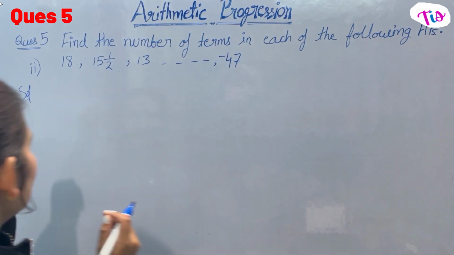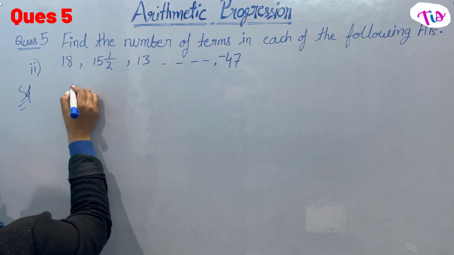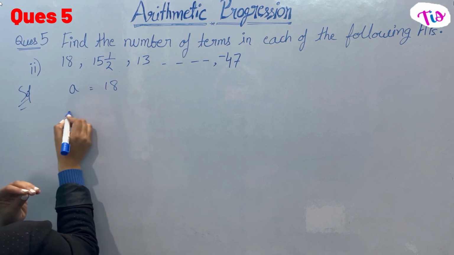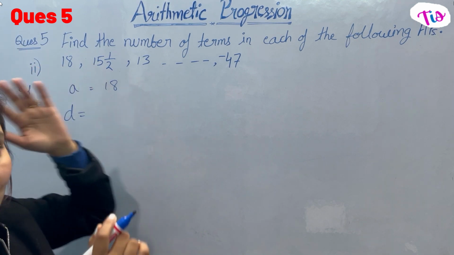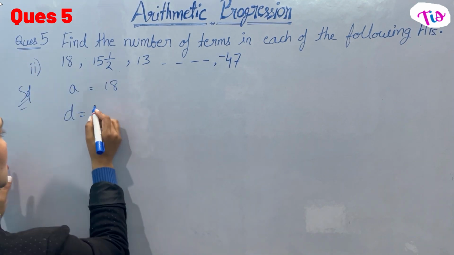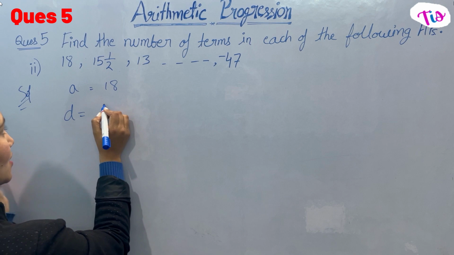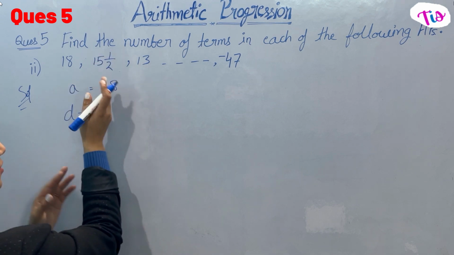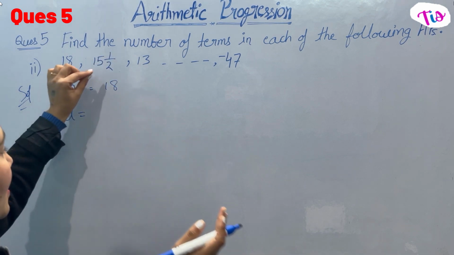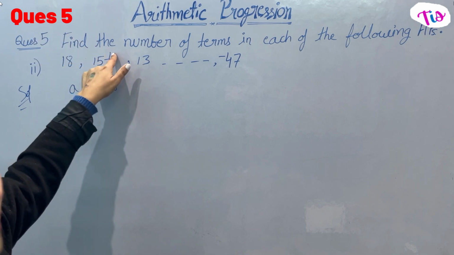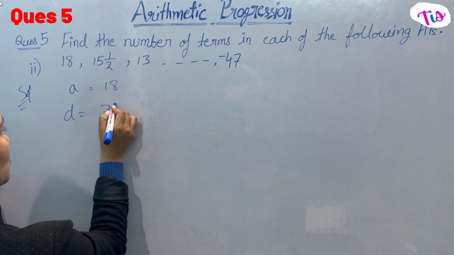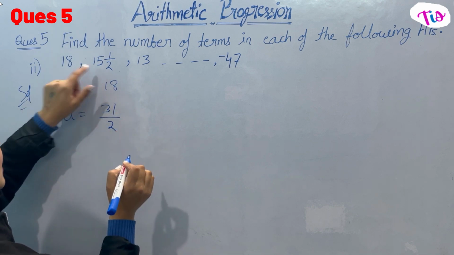Okay, so we can see the first term is 18, right? A is 18 here. Common difference D. How can we find the common difference? Second term minus first term, A2 minus A1. So we'll just solve it for D. Okay, 15 1 upon 2, it is in mixed form. Instead of 15 1 upon 2, we can write 2 times 15 is 30, 30 plus 1 is 31. So we can write 31 upon 2 as A2, right, minus A1.